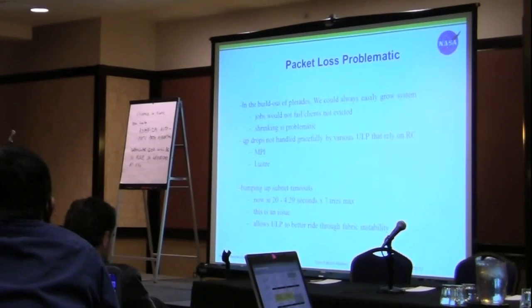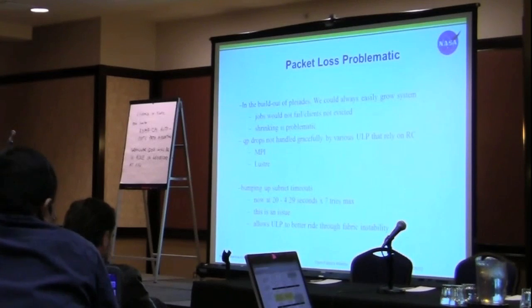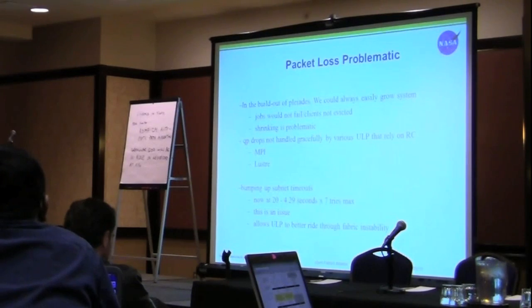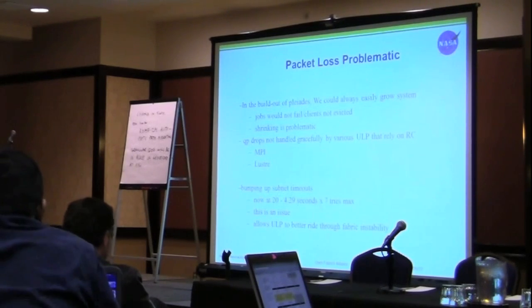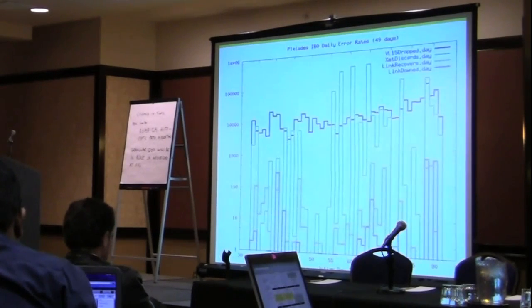And so what we've done to correct this mostly is we bumped our subnet timeouts now up to 20. And so that's a big number. So our subnet timeout is 4.29 seconds per packet, and then the connection manager will actually double that to 8 seconds per packet. And then it might try that up to 7 times, right? So that tells you we get a minute or so worth of instability in the fabric that we can cover with that number. But this is still really an issue at the ULP. How are we going to better ride through fabric instability?